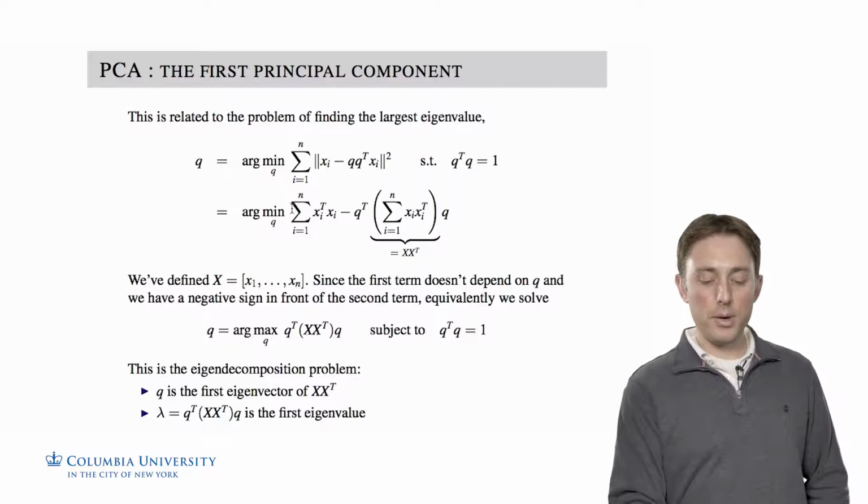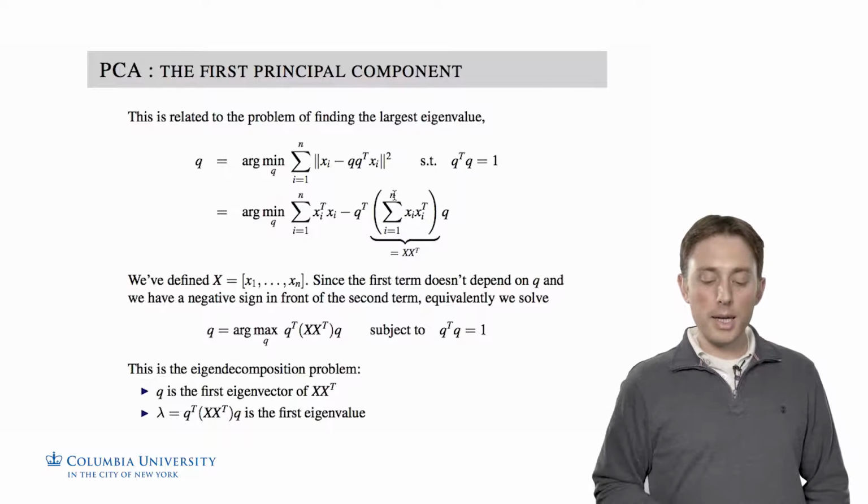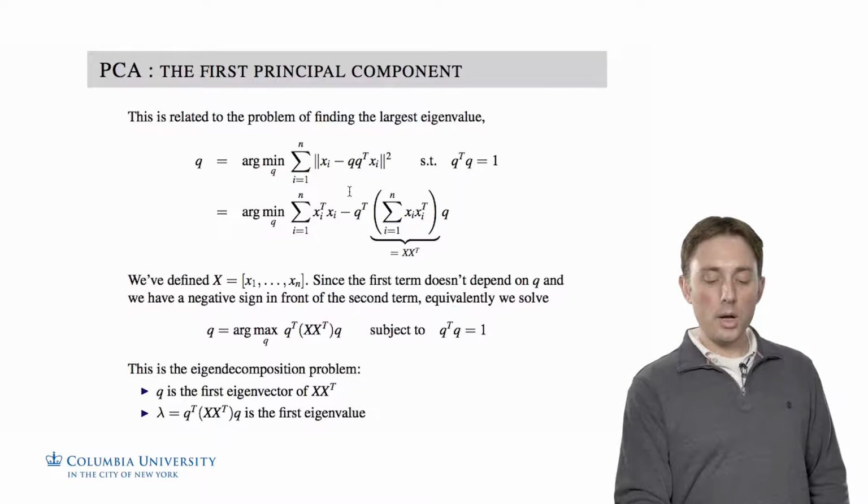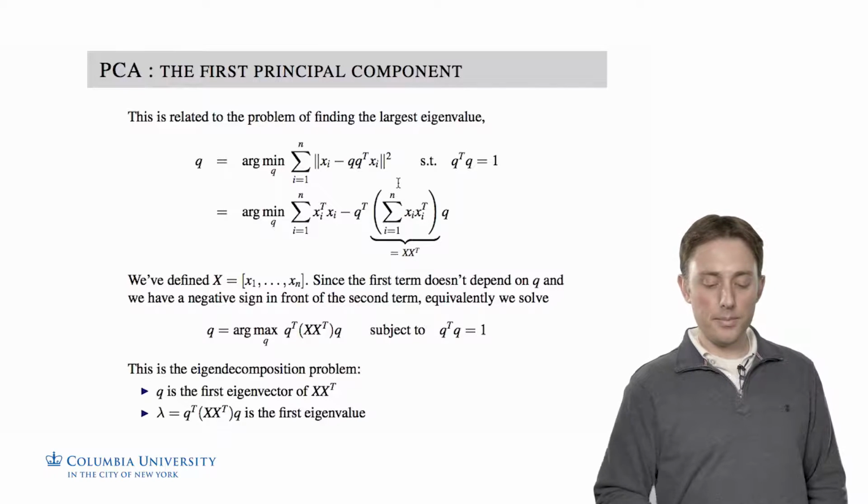And so I've simplified this by taking the sum and bringing it in here. And now we want to find the argmin of this term minus this term.